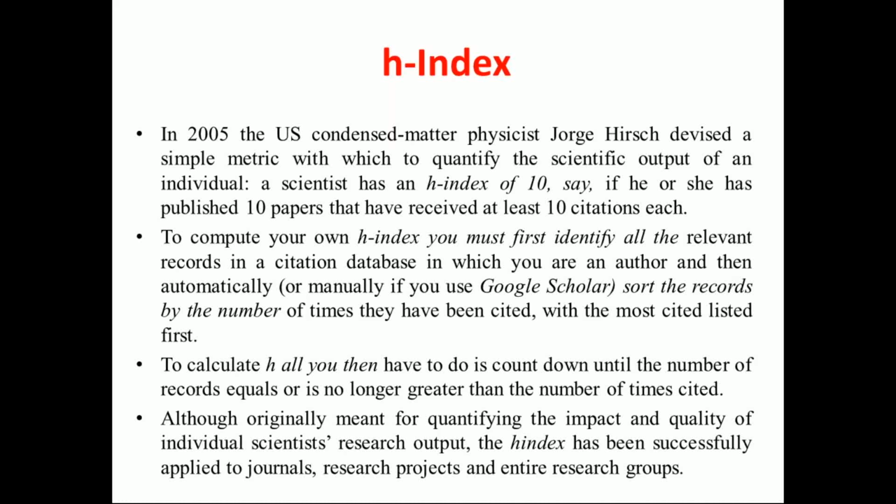To calculate H, all you then have to do is count down until the number of records is no longer greater than the number of times cited. Although originally meant for quantifying the impact and the quality of the individual scientist's research output, the H index has been successfully applied to journals, research projects, and entire research groups too.